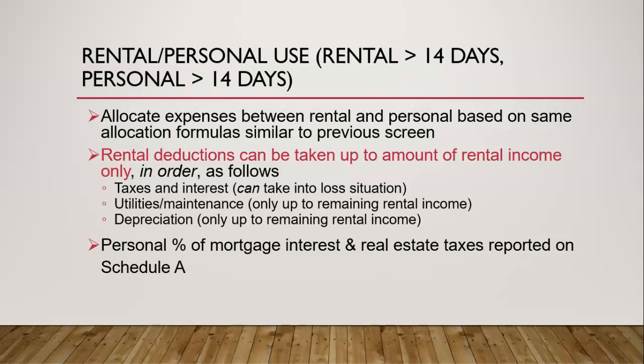Okay, here we're talking about category 3, where we have rental use more than 2 weeks and personal use more than 2 weeks. And so here we have to allocate the expenses between the rental part and the personal part based on the same allocation formula we used in the previous screen. Where you take the rental days divided by the total days you used it, and you take the number of personal days divided by the total number of days you used it. That gives you your percentages.